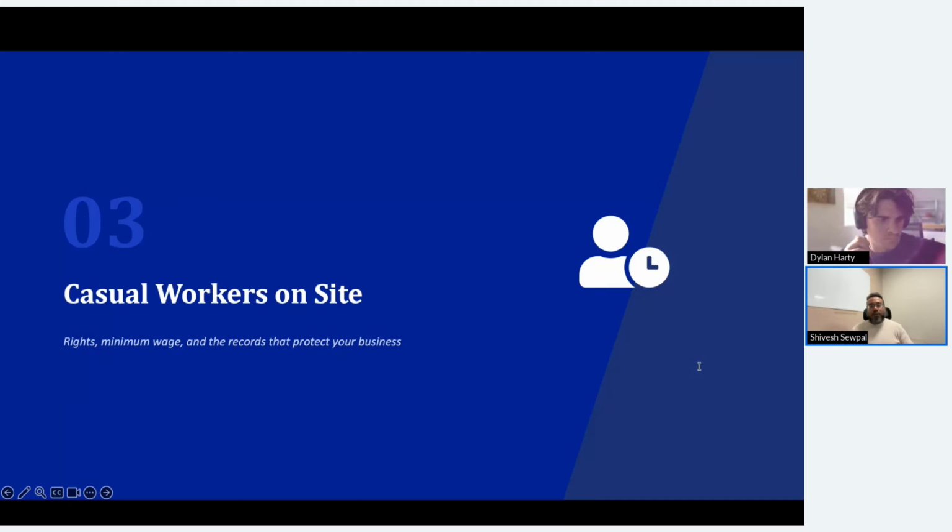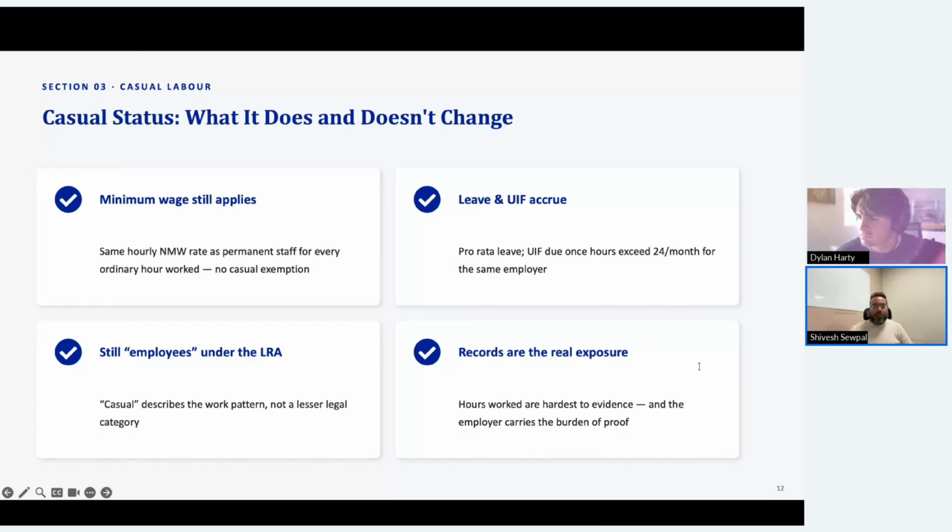Let's move from the contractor versus employee distinction into the next common category: casual workers on site. One of the most important messages in this webinar is that casual is not a legal escape hatch. In South African law, casual work may describe the pattern of work, for example, intermittent or short-term engagement, but it does not strip the worker of basic labor rights if they are still legally an employee.